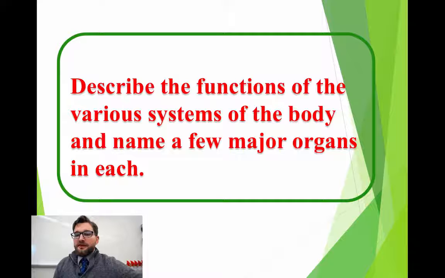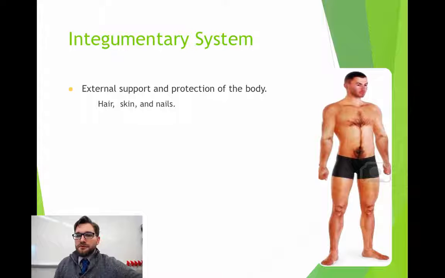Our bodies have various functions. There are a number of different systems that have these functions. We're going to talk about those. The first is the integumentary system. That includes your hair, skin, and nails. Its main job is for external support and protection.